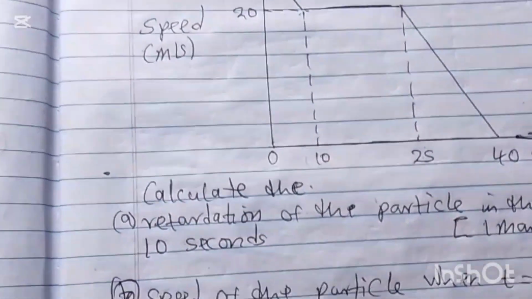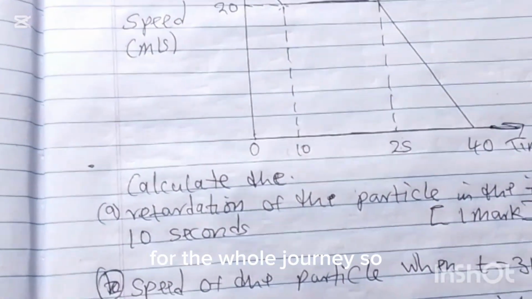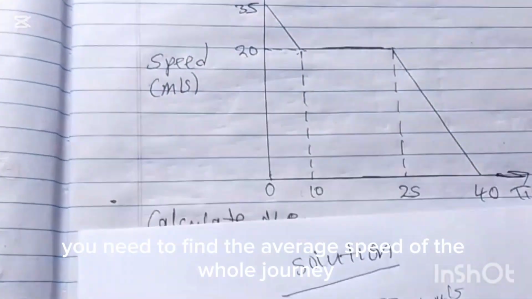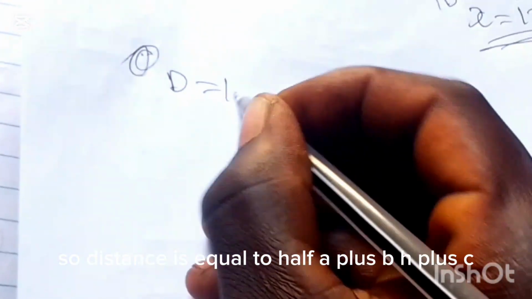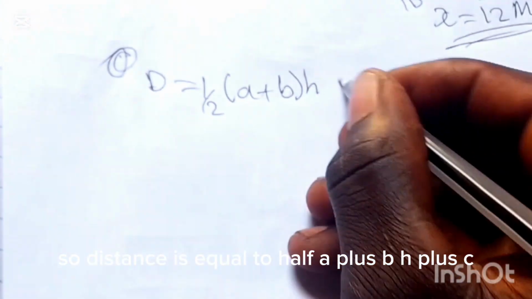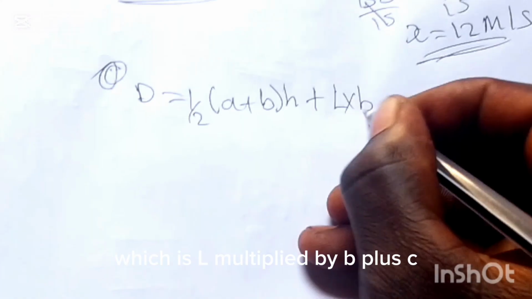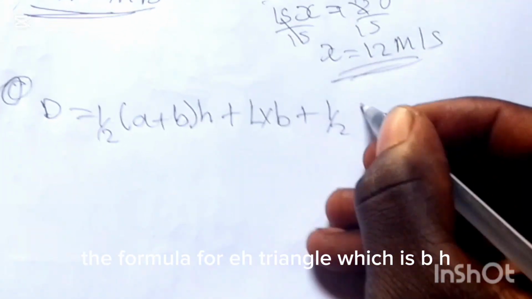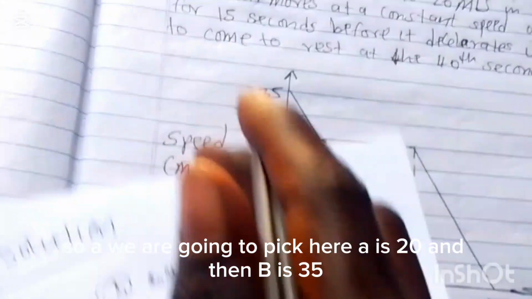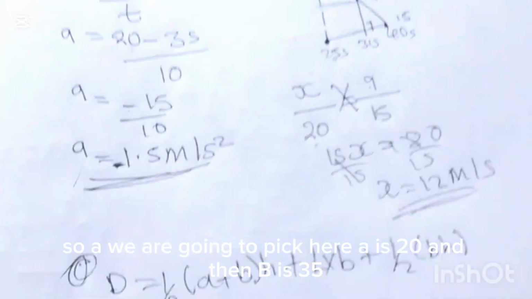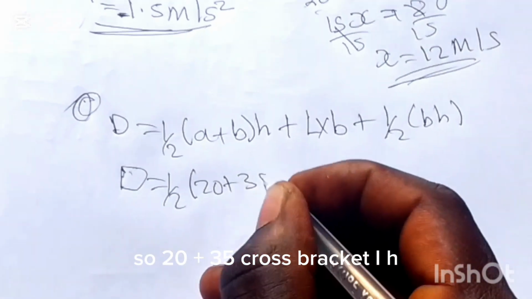They said calculate the average speed of the particle for the whole journey. So we need to find the average speed of the whole journey. Since we have seen this, we have a trapezium, a rectangle, and a triangle. So we're going to write this formula. Distance is equal to half (a plus b) h, plus the formula for a rectangle, which is length multiplied by breadth, plus the formula for a triangle, which is half b h. So distance is equal to 1 over 2, a is 20 and b is 35. So (20 plus 35) in brackets.